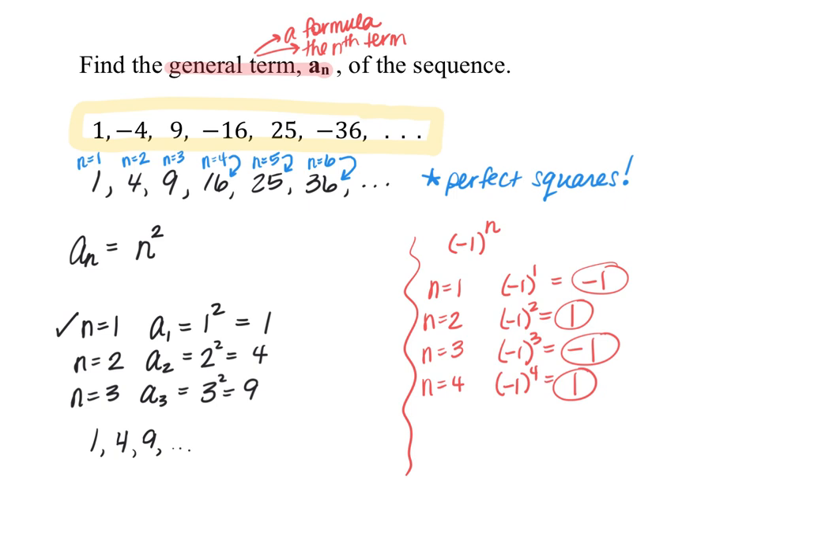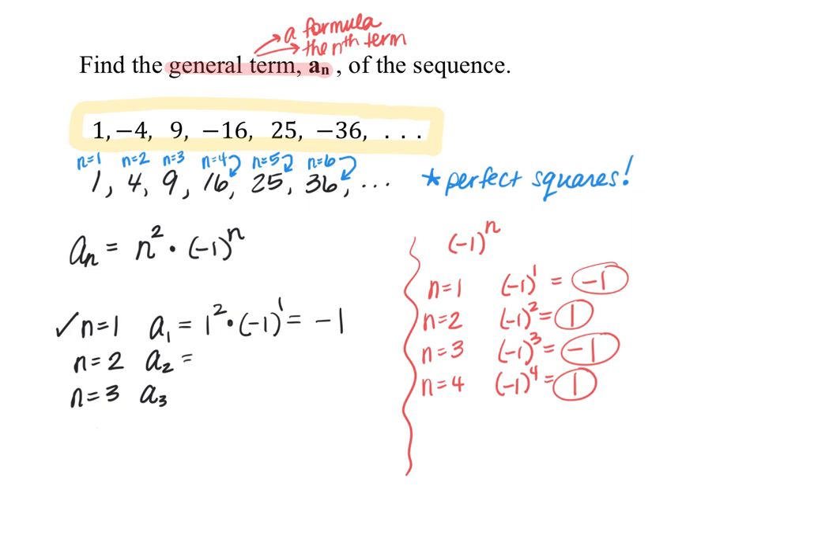So let's try that. If we were to take our formula, n squared, and multiply it by -1 to the power of n, let's see what our sequence would look like. So we're checking our formula by plugging in n equals 1 and finding a sub 1. So that would give me 1 squared times -1 to the power of 1. 1 squared is 1, multiplied by -1, that would give us -1 as our first term.